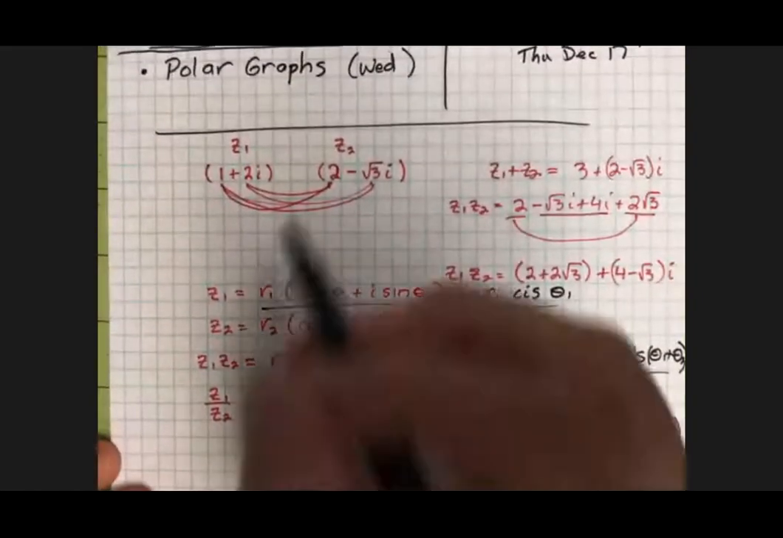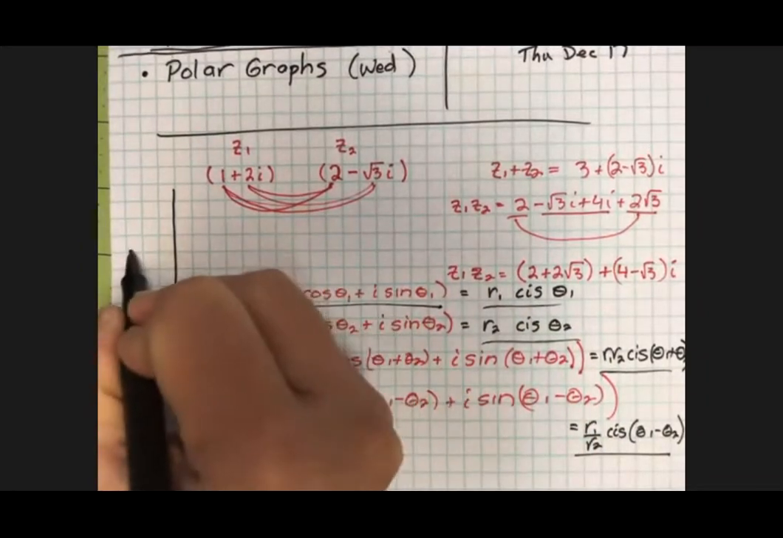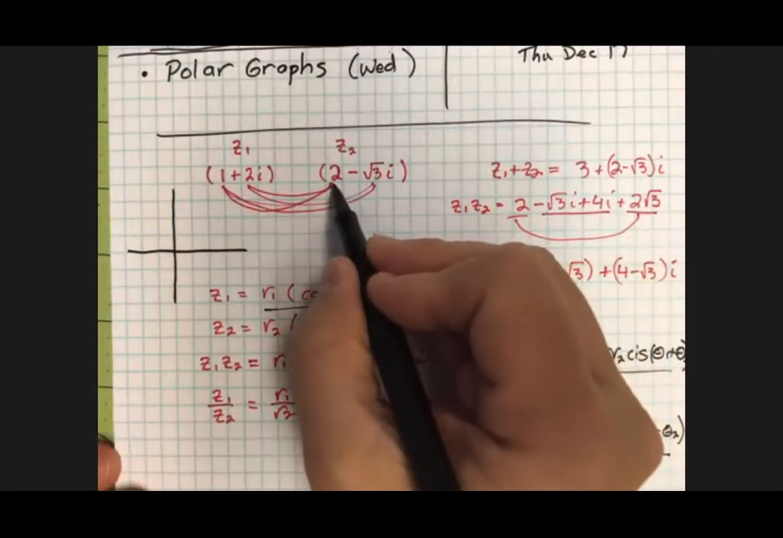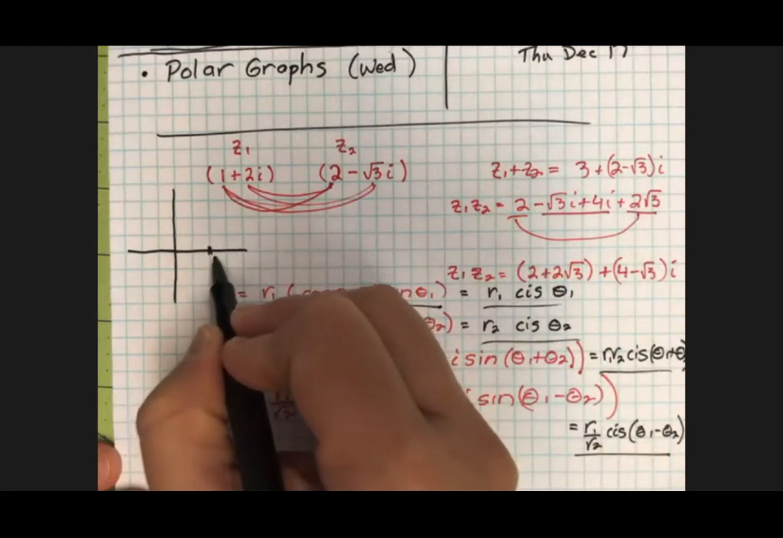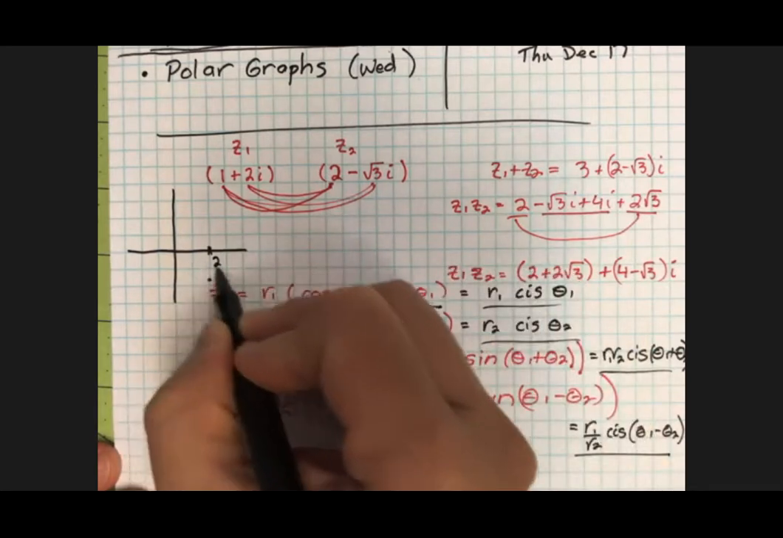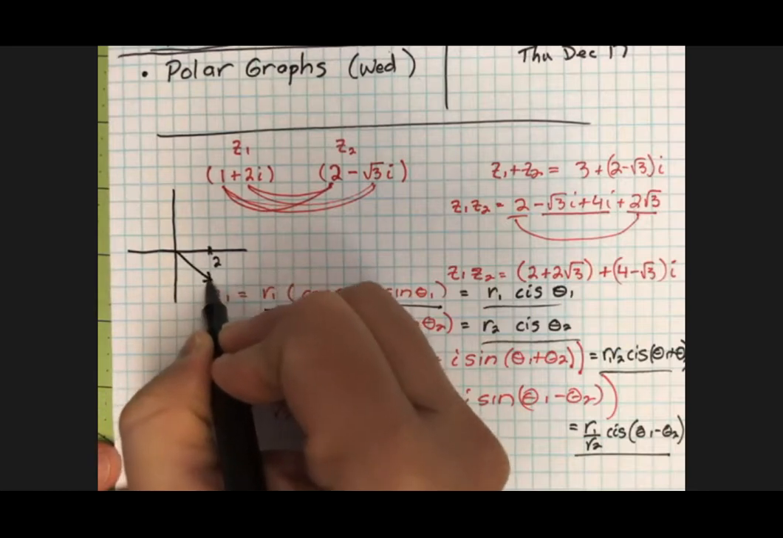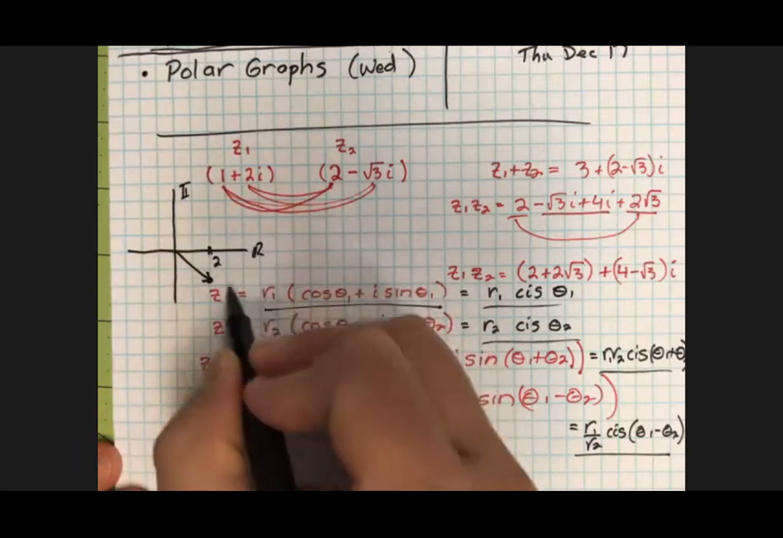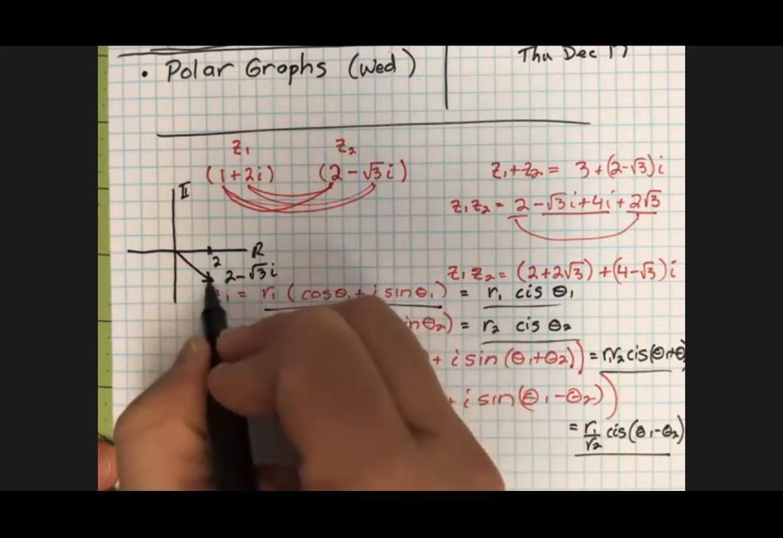And to remind you how you find the R and theta, you have to draw these complex numbers in the complex plane. For example, Z2 is 2 on the real axis and minus root 3, about 1.7, on the imaginary axis. So this number right here is 2 minus root 3i.